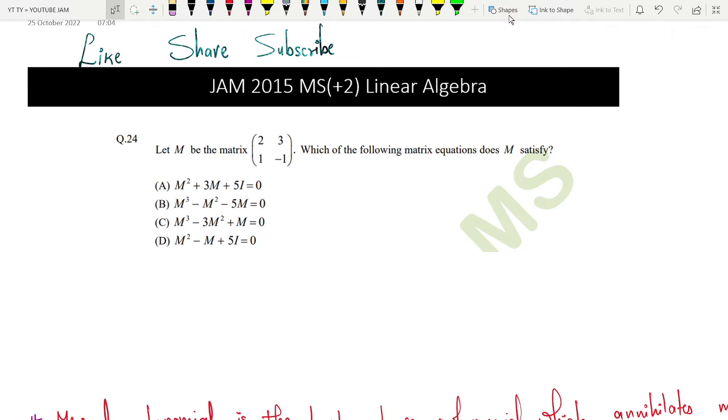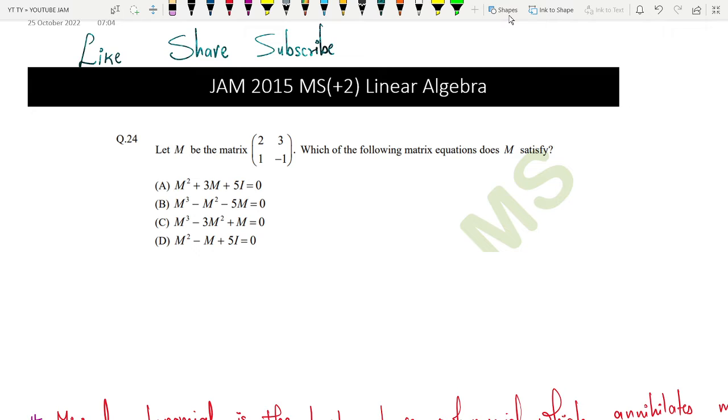In this video, we'll be discussing the JAM 2015 multiple select question, which is for 2 marks, from the topic of linear algebra. One of the simple questions, but it has lots of knowledge to be used. Let's just see the problem. Before starting, it is a multiple select option. That means more than one option also can be true.